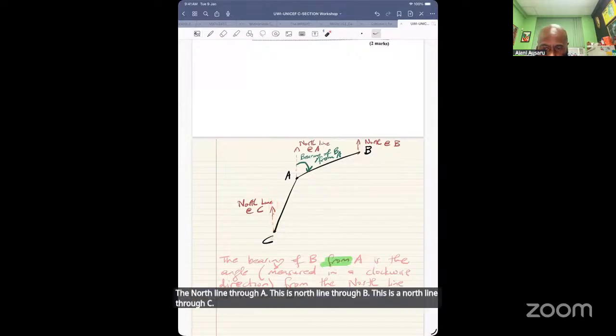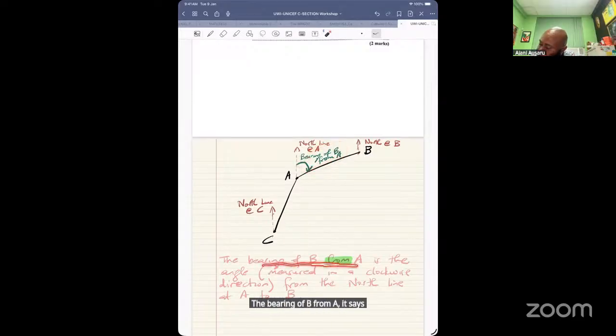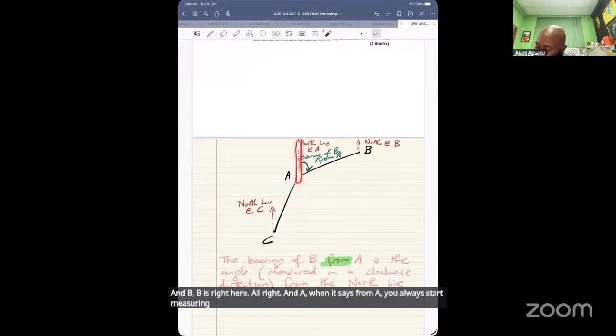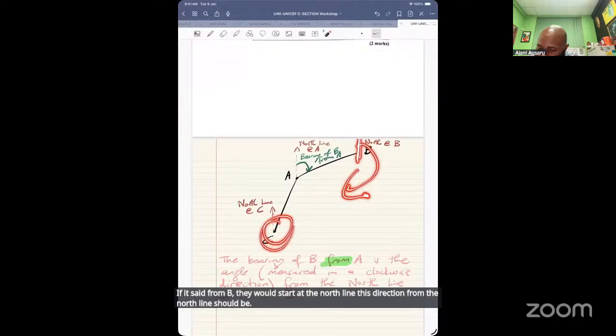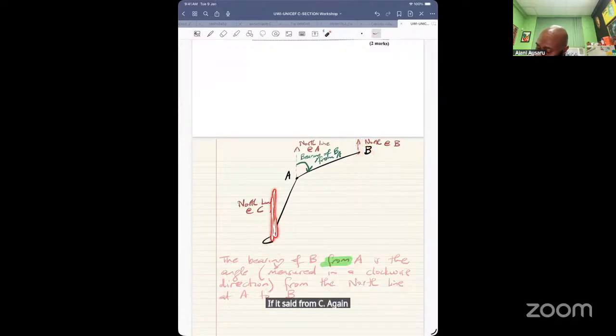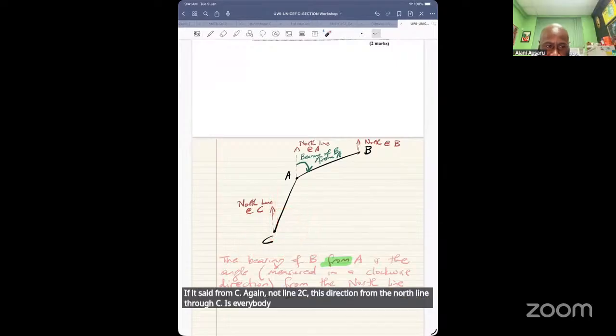Is everybody with me? Yes, sir. So the bearing of B from A, B is right here, all right? And when it says from A, you always start measuring in a clockwise direction from the north line through A. That is what from A means. If it said from B, they would start at the north line through B, in this direction. If it said from C, again, the north line through C, this direction.